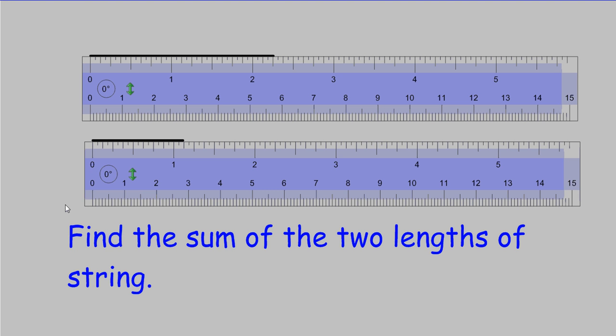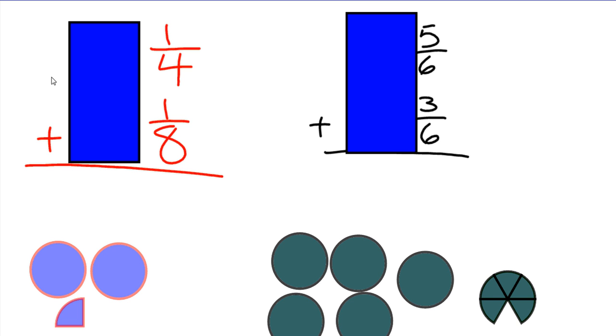Here we go. First, we have a problem. Find the sum of the two lengths of string. As you can see, I have them on the two different rulers, and this is a problem that we're going to be able to solve by adding the mixed numbers that are represented by each string in the end. First, we're going to look at some of our problems.